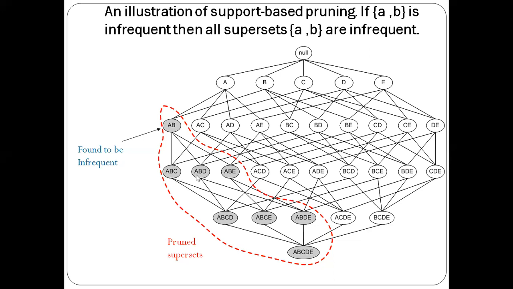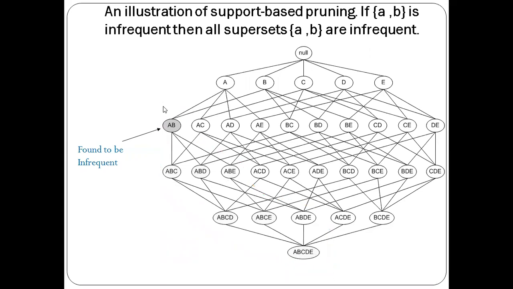ABE, and then ABCD, ABCE. See, all these are supersets of AB. If AB itself is infrequent, then there is no need to find whether ABC, ABD, ABE, ABCD, and ABCE are frequent or not. We can just remove them from the frequent item set generation process. That is the a priori principle advantage.